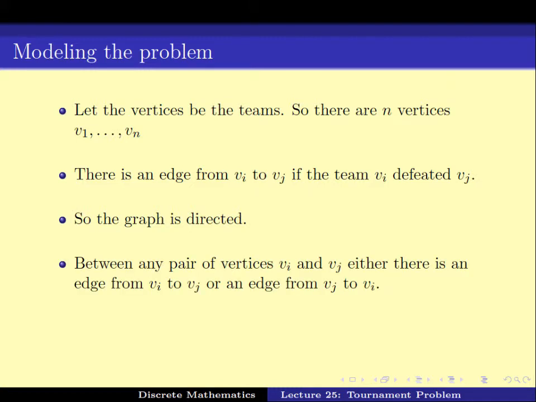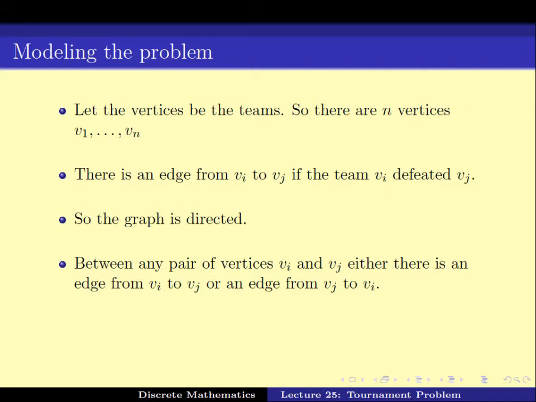And the other thing is that between any two vertices, since any two teams played at least one game and the game did not end in a draw, there must be an edge in one of the two directions. So either there is an edge from Vi to Vj or an edge from Vj to Vi.